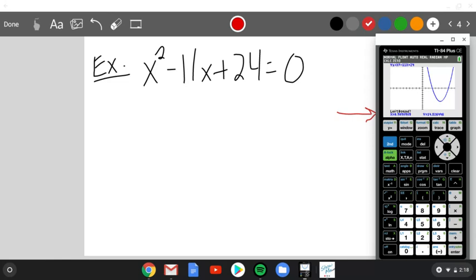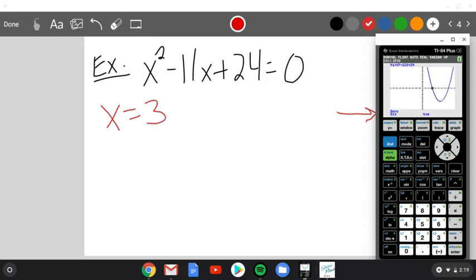So I'm going to push the right arrow, and you can see it coming down. Y equals 16, y equals 14. It's coming down. There it is. So I want to be to the left of the spot where it crosses the x-axis. Hit enter. Then make sure you cross over. Now I'm to the right where it says right bound. Hit enter. And then you always just hit enter when it says guess. So x equals 3 is one of my solutions.